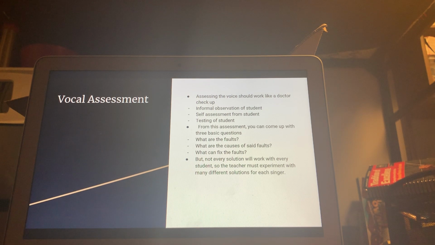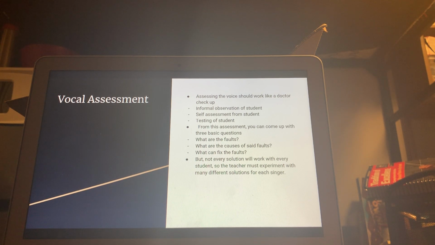What are the causes of said faults? Going off of that, are they creating too much tension? Are they using too much breath in their voice? Is their posture bad? Stuff like that. And then what can fix the faults? So say with too much tension, you tell them to keep it looser, keep it open, stuff like that. So it's just finding ways to fix the faults and having those methods.